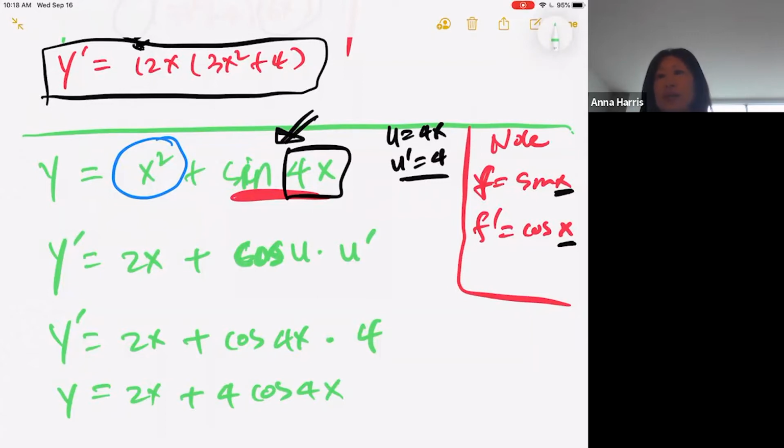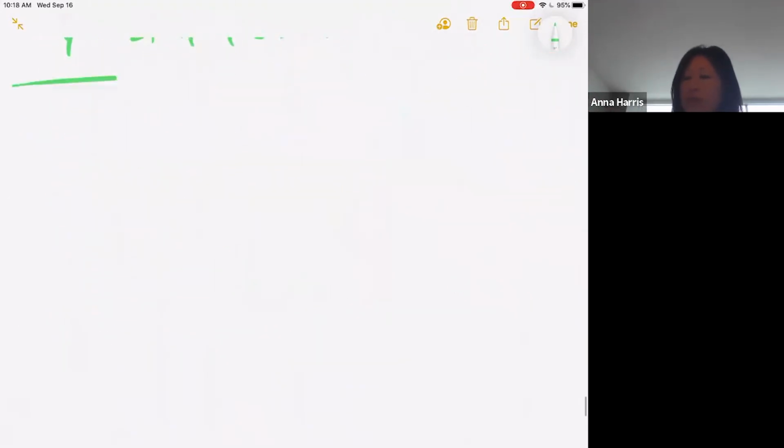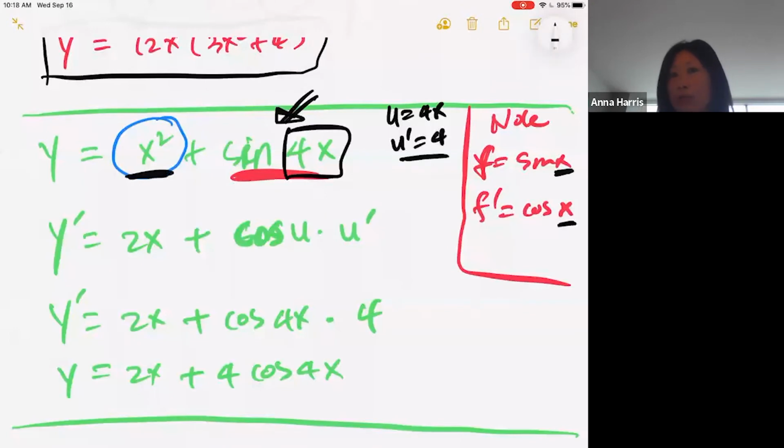Is everybody with me? So I gave you a few different examples to try. So I want you to try this problem for me. One, I just did power rule, simply power rule. The second part, I use what?